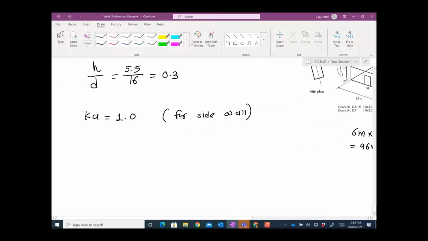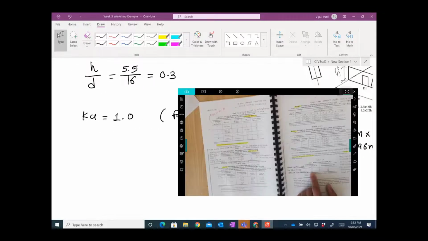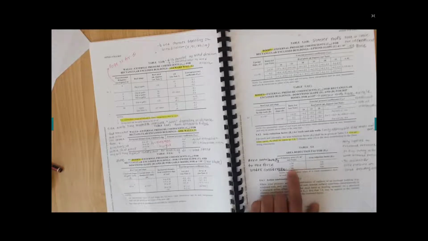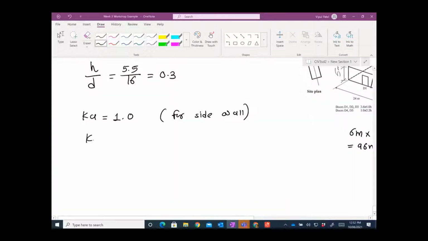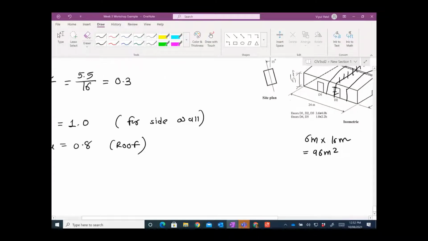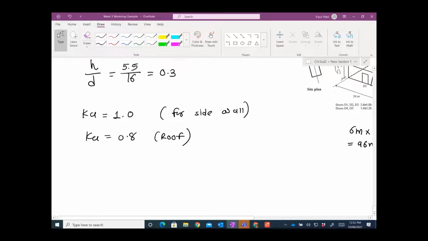So you will have 6 meters by 16 meters of area, which is 96 meters square. If you come back here, 96 meters square is about 100. You might say 9600 is not correct, but then you can do interpolation, and it is going to be very close to 0.8. So let's say the Ka value for roof is 0.8, right? I hope you understand. And for the leeward wall and windward wall, we don't need to consider the Ka value based on these tables.